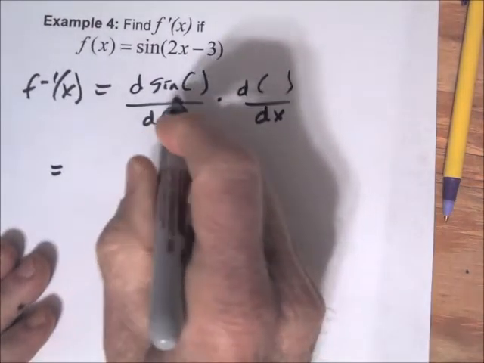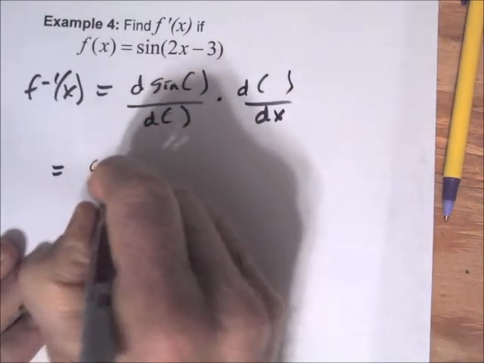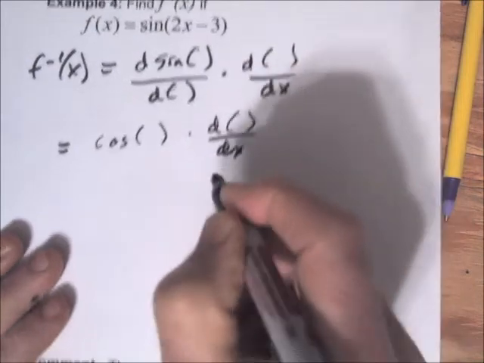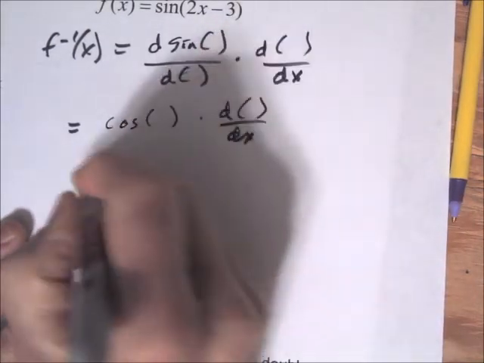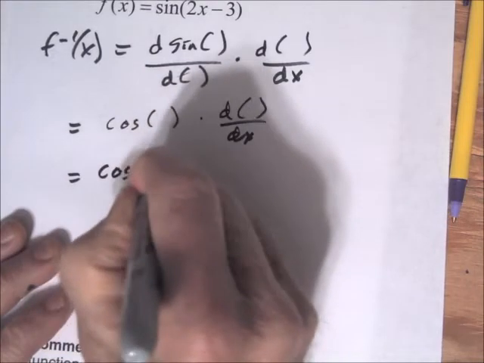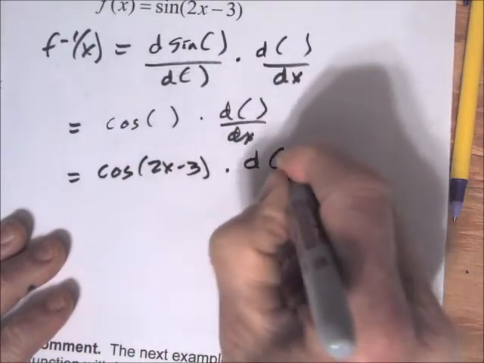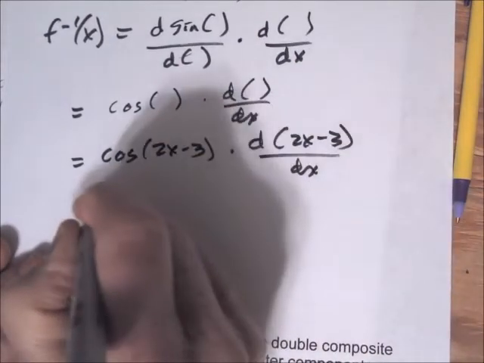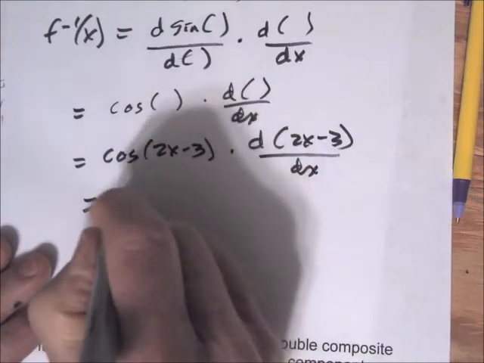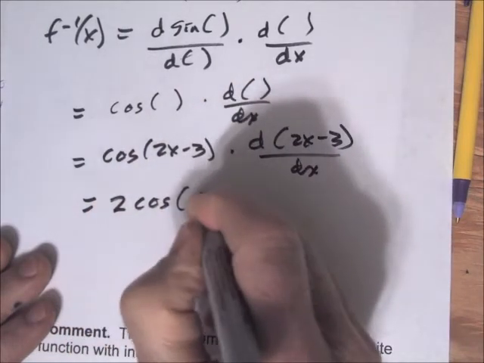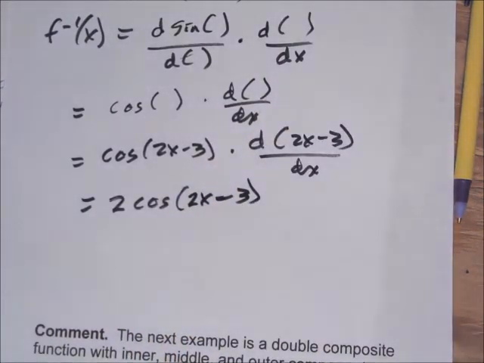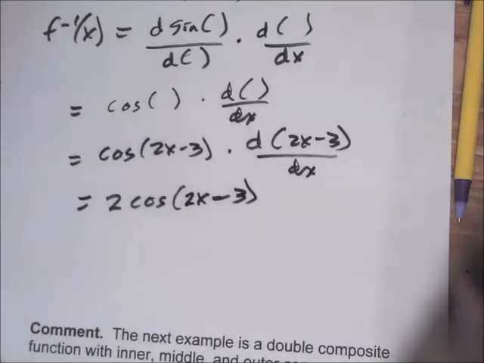So the derivative of sine is cosine. So this is cosine of whatever was inside times the derivative of the inside with respect to x. And then we can fill in the inside function. This is cosine of 2x minus 3 times the derivative of 2x minus 3 with respect to x. The derivative of 2x minus 3 is just 2, and we can put the 2 in front. Usually the numerical coefficient goes in front, so it's 2 times cosine of 2x minus 3. Okay, so that's another example.